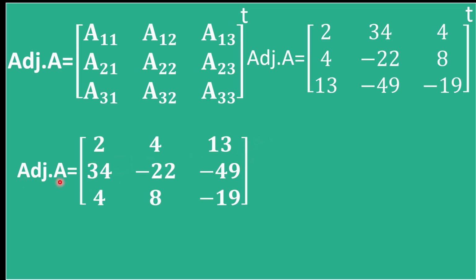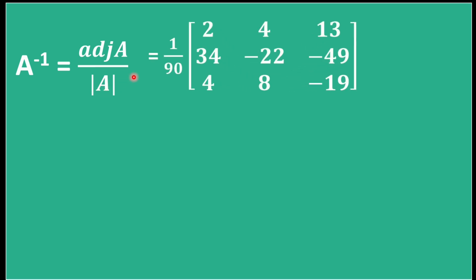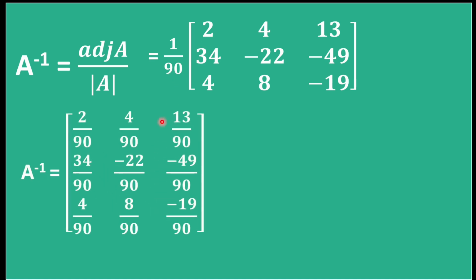So this is the adjoint of matrix A, and now we will use the formula. According to the formula, A inverse equal to adjoint of A divided by determinant A. Now we have the value of adjoint of A as well as determinant of A, so we will put these values. This 90 is the value of determinant A, and we have adjoint equal to this value. You can also multiply this 1 divided by 90 with all these elements, so your matrix will become like this.